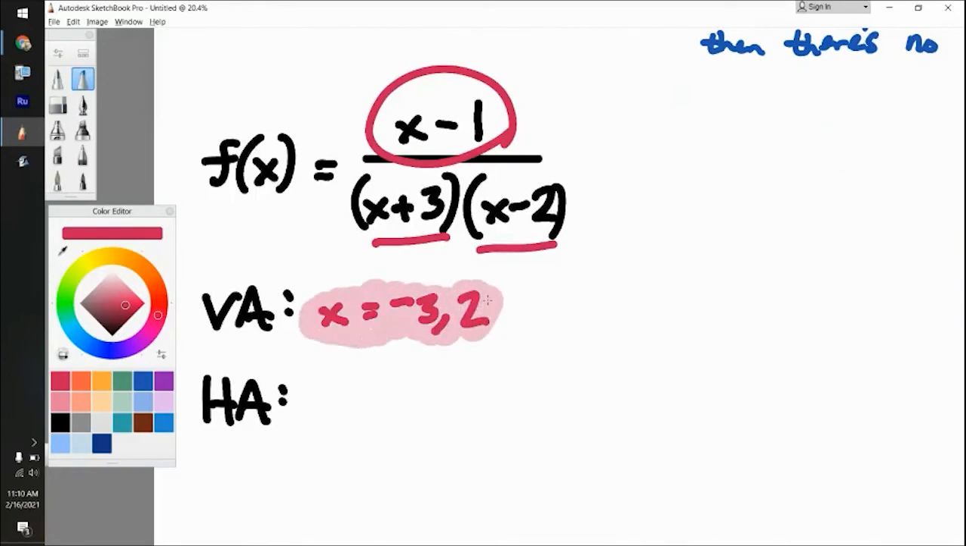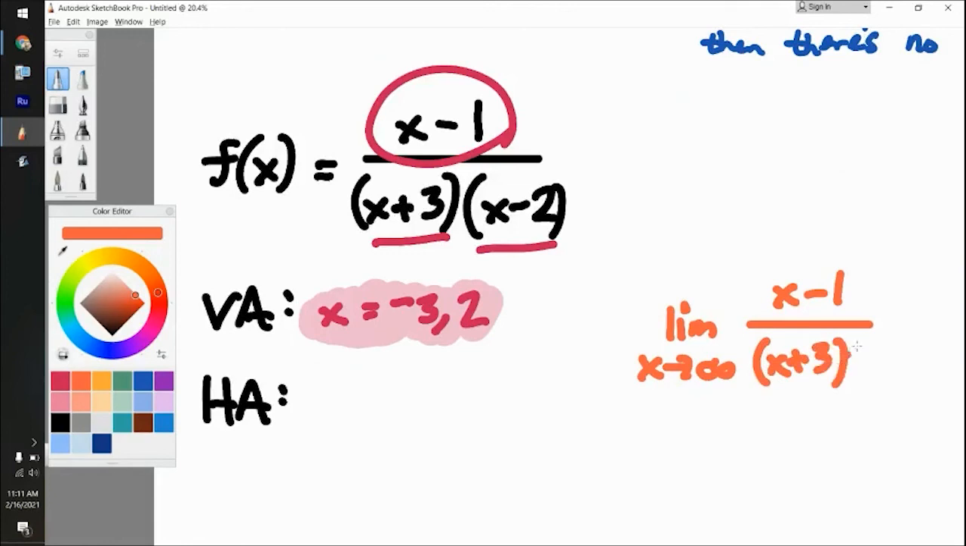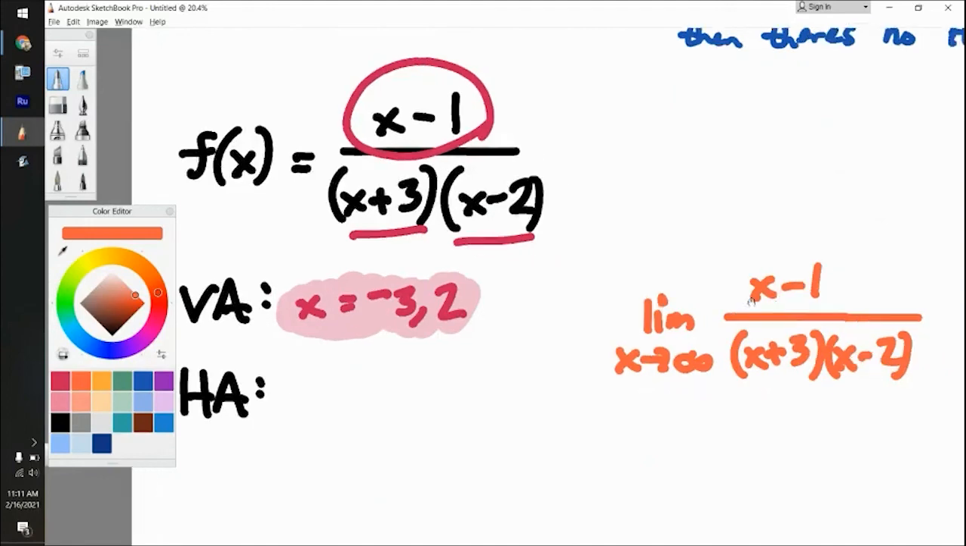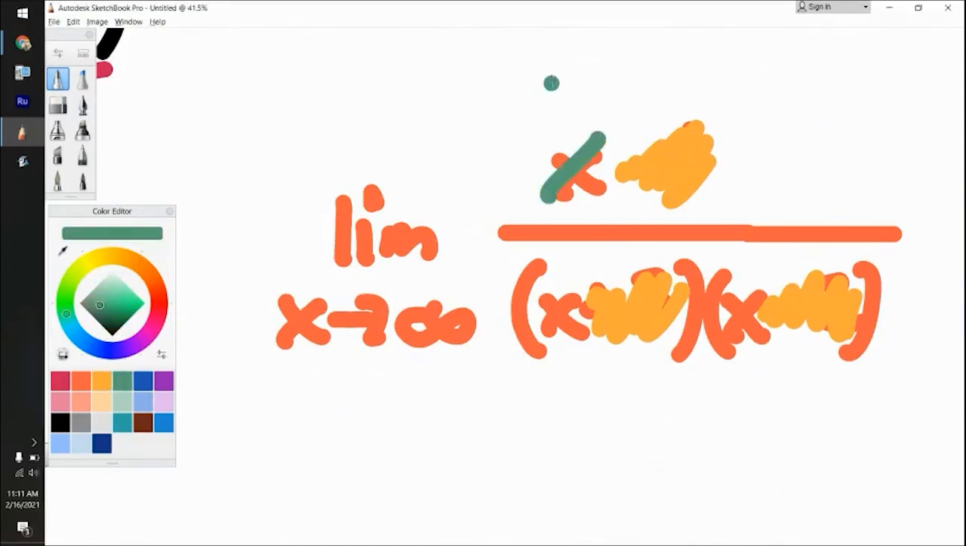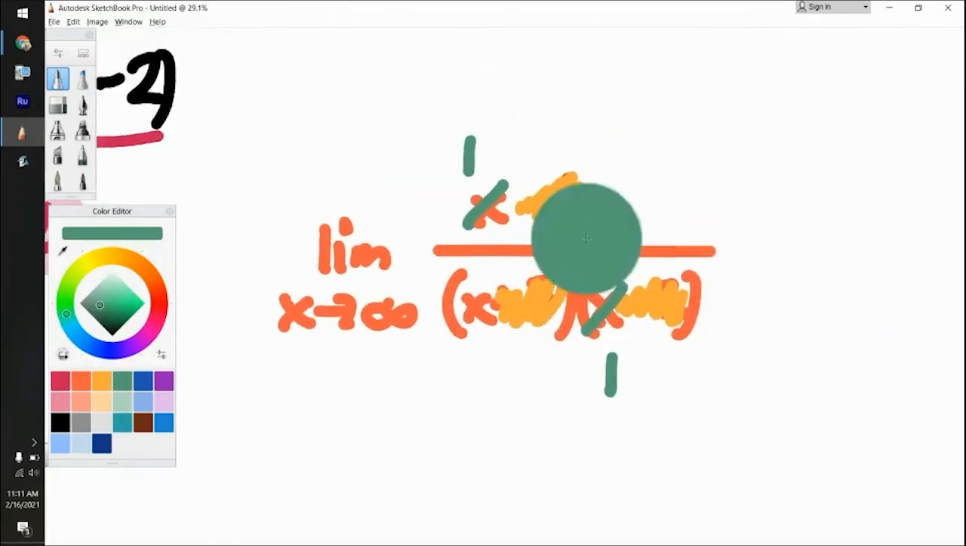Okay. But let's try to figure out the horizontal asymptote now. This is where the limits really come in handy here. You have x minus 1 over x plus 3 times x minus 2. But if you remember before, constants are meaningless when we're dealing with infinity. And this one we are dealing with infinity. So check this out. I can get rid of this 1, this 3, and this 2. Okay, let's keep going here. Divide this by x and this by x, you get 1. And now you're left with 1 over x. And x is approaching infinity.